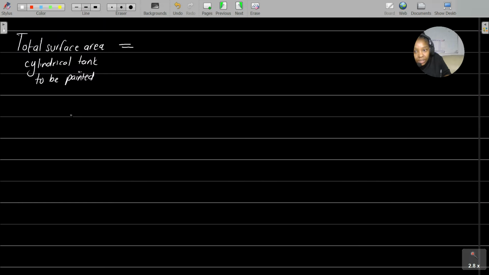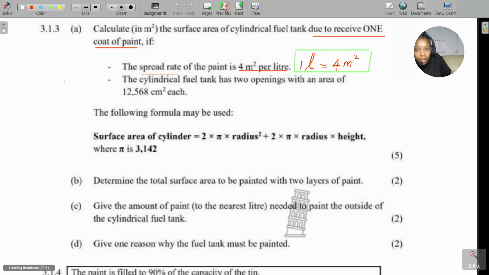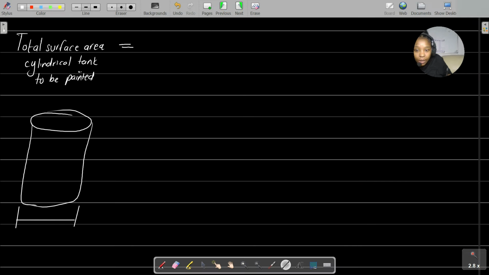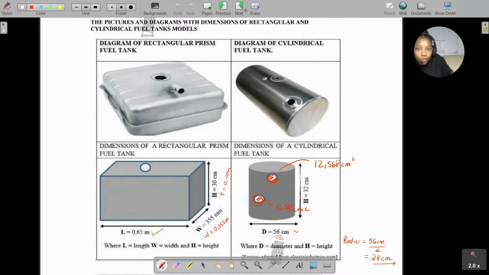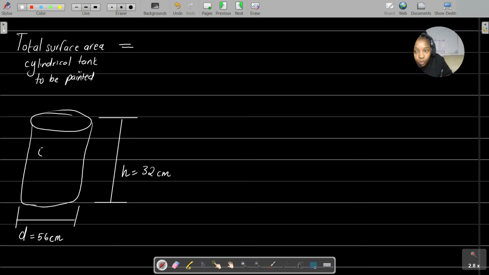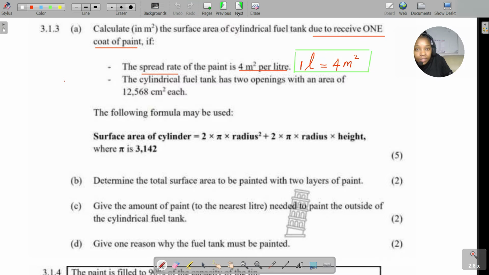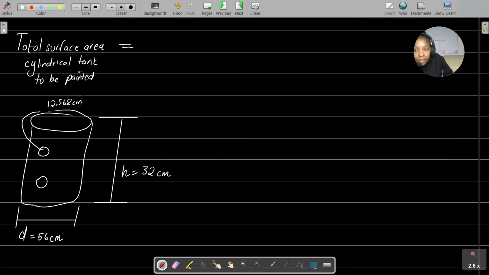I'm just going to draw the cylindrical tank here so I don't have to go back and forth. We're given that the diameter is equal to 56 centimeters. We're given that the height is equal to 82 centimeters. And we're given those 2 holes there. We know that the area of each hole is equal to 12.568 centimeters squared. Very important.